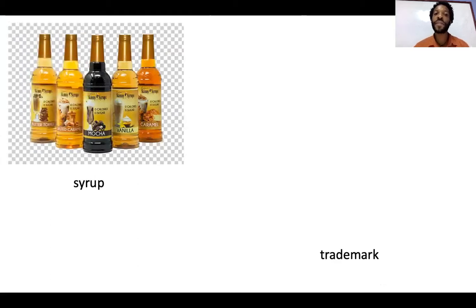Next is syrup. A syrup is very thick with lots of sugar, and we can mix it with water or carbonated water to make a fizzy drink or a bubbly carbonated drink.